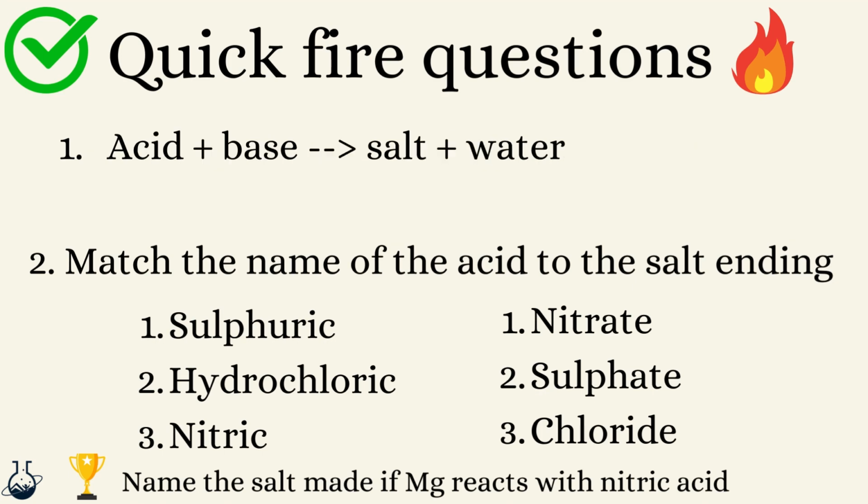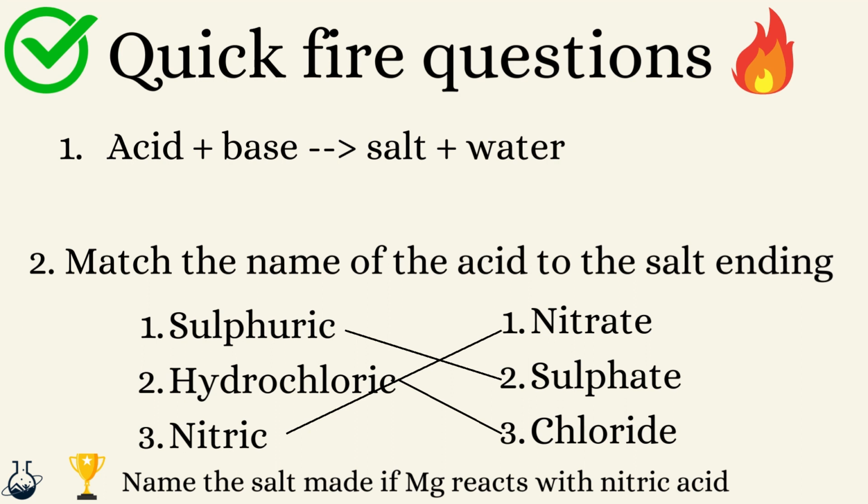So firstly, rearranging the 4 words makes the word equation acid and base makes, this is shown by an arrow, salt and water. And here are the answers for part 2. Sulfuric acid makes sulfates, hydrochloric acid makes chlorides, and nitric acid makes nitrates.